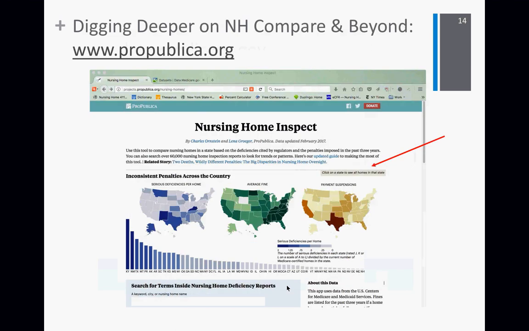Secondly, and lastly, before we move on to Nursing Home 411, there's another terrific website. ProPublica is a reporting organization. It does investigations and reporting in the public interest. And one of the things that they have on their website is Nursing Home Inspect. So you can find out a lot of really good information about nursing homes in your state and in your community, and even look up your own individual nursing home if you're working with a resident or family council, or if you're an ombudsman. So you can find out about the nursing home's deficiencies, fines, payment suspensions, and other penalties when a nursing home is found to have not met minimum standards.